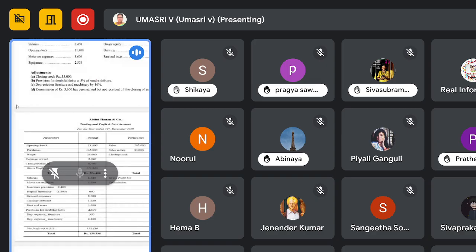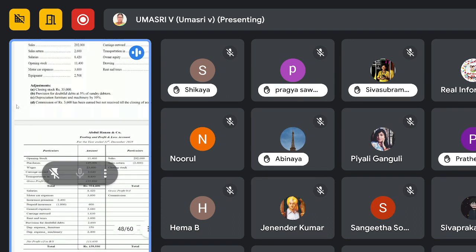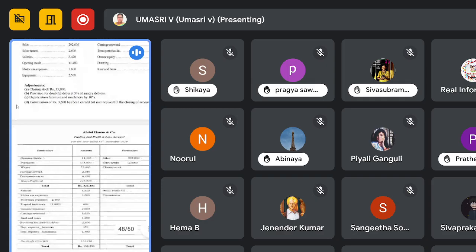Let us do one problem with all these adjustments. Don't worry. Okay. The next one, depreciation on furniture and machinery. Depreciation on furniture and machinery, you have to write it in the profit and loss account debit side.